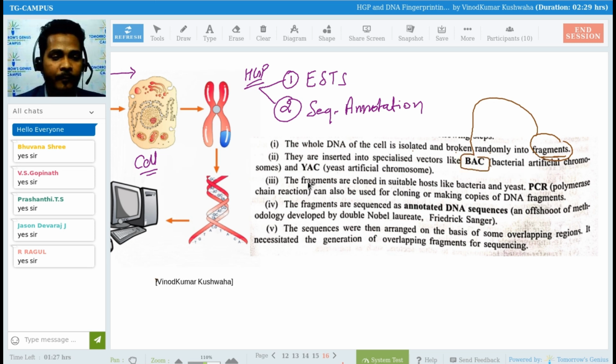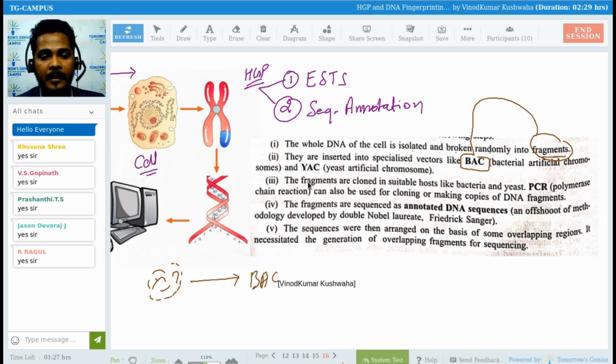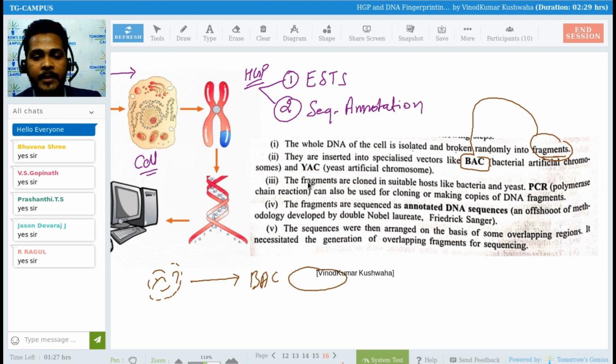It means you have a fragment of DNA like this, and this fragment is converted into a BAC. BAC is what? It is a bacterial artificial chromosome. So when you insert into this bacterial artificial chromosome, it is going to produce a similar kind of clone, right? So the fragments are cloned in a suitable host. Who is the host? Bacteria and yeast, right? Because you are inserting inside it. So when it is inserted, it is going to make a clone of that inserted part.